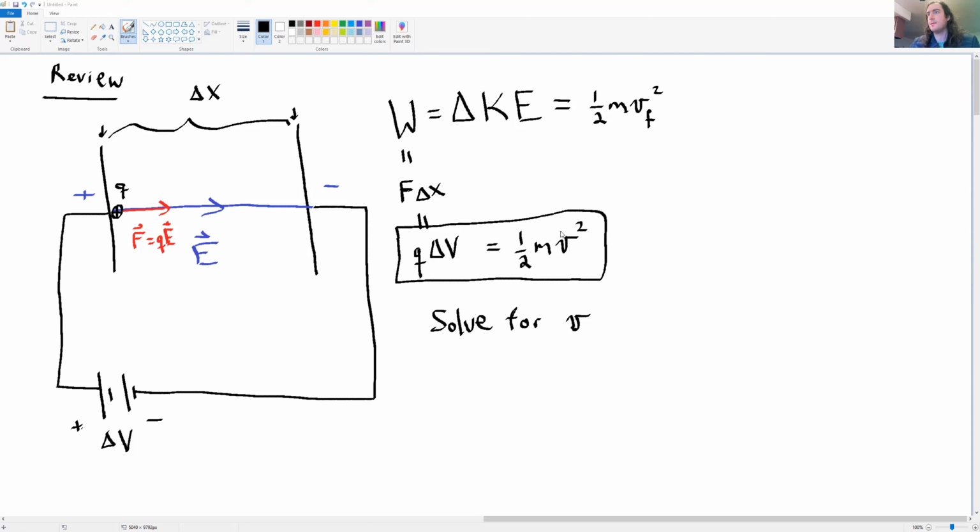Okay, I see a bunch more of you are finished there. So let me just go ahead and do it real quick. If we want to solve this for v, we have to multiply the 2 over. So 2q delta v, we have to divide by m, and then we have to take a square root on both sides. So the velocity there is given as the square root of twice the charge times the potential difference divided by the mass.